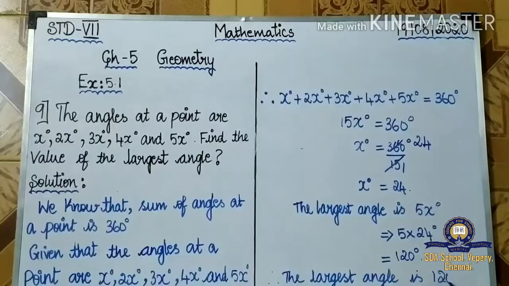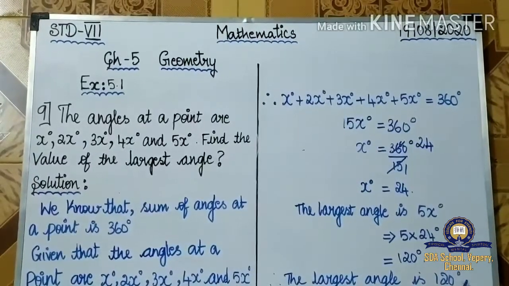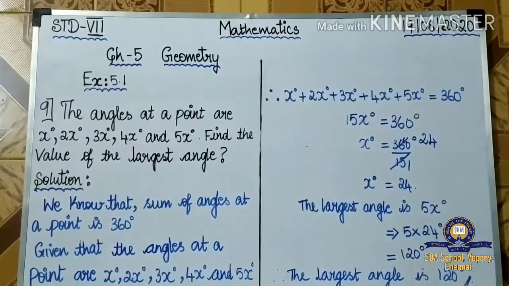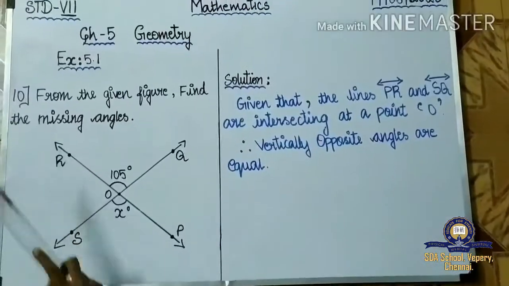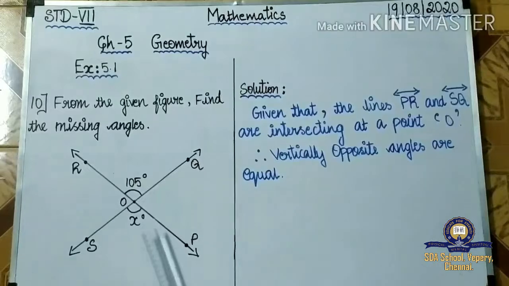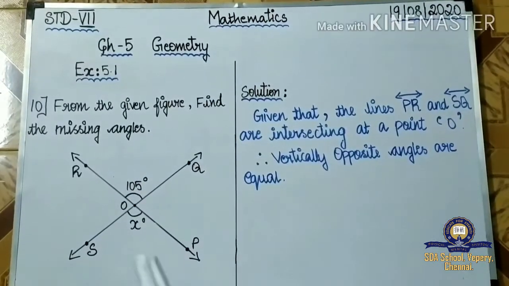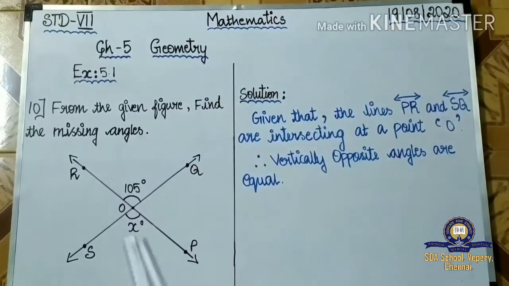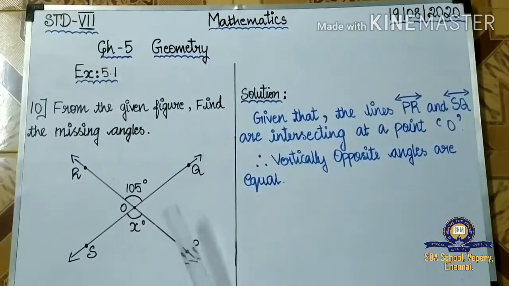Are you clear, students? Let's move on to our next question. Move on to our 10th sum. From the given figure, find the missing angles. See, this is the given figure. We are going to find the missing angle x. Let's move on to our solution.